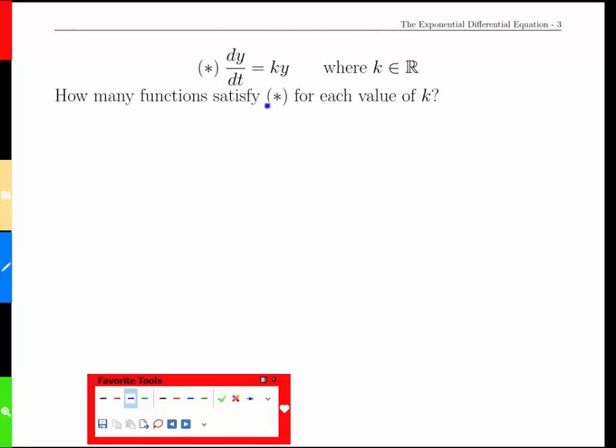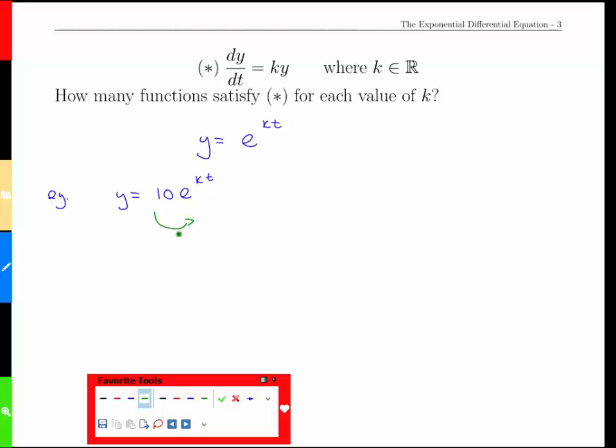Now, we found a few solutions. For example, we just said that if y is equal to e to the kt, that is a function that would satisfy this equation. But is it the only one? It turns out it's not. We can generalize this a little bit further and say, what if y was equal to, let's say 10, let's put a number in here, 10 e to the kt?